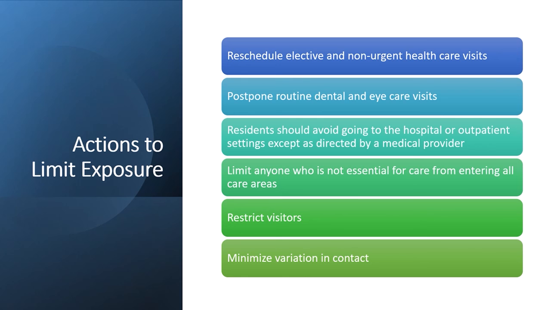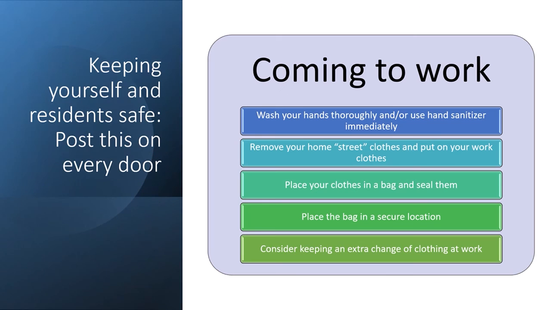Limit anyone who is not essential for care from entering all care areas, such as the medication room or the bedrooms in a group home setting. Restrict visitors that we talked about and minimize variation in contact. So maintain consistent pairing of staff with residents in a group home, and whenever possible, maintain a degree of social distancing in the residence or the facility.